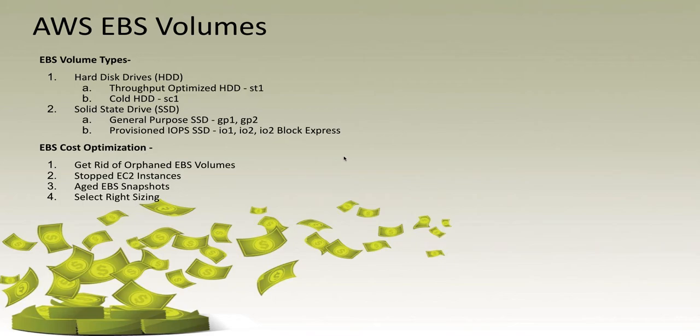Now, as we understand what EBS is, let's talk about different types of EBS volumes. There are two types of EBS volume, hard disk drive and solid state drive. Within hard disk drive, there are two categories, throughput optimized and cold HDD. And within solid state drive, you get general purpose SSD and provisioned IOPS SSD. All these different types of EBS volume have their own use case. Based on your need and requirement, you can choose which type of EBS volume you would like to use along with your EC2 instance. Now let's talk about how the pricing works for EBS volumes.